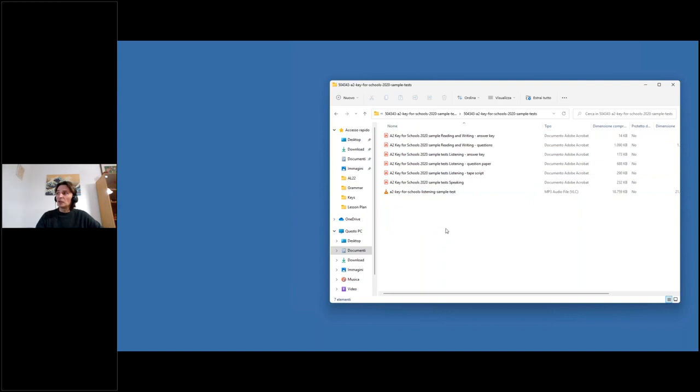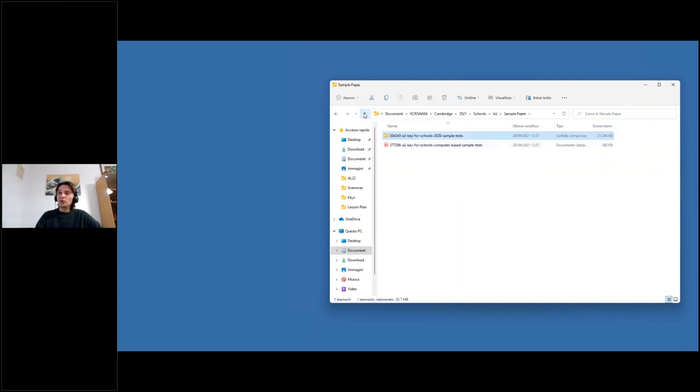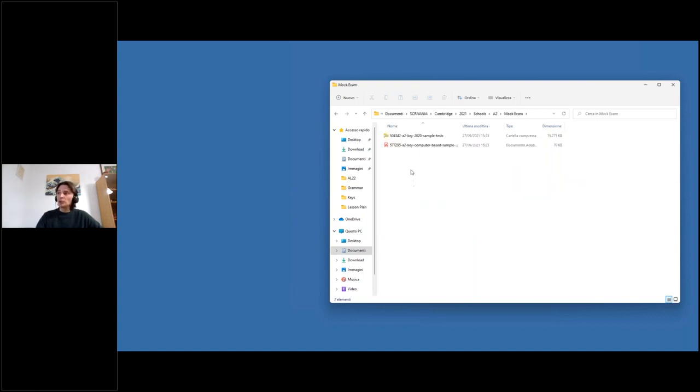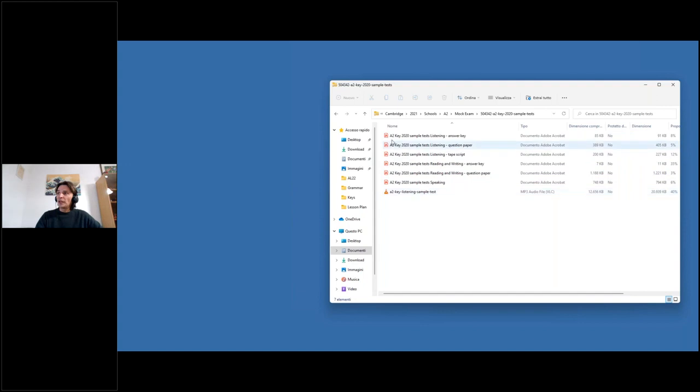So for your practice, remember I told you there was a reading and writing exam, there was a listening exam, and a speaking exam. Okay, but remember I told you that for today, for our practice exam, we were going to use the mock exam folder. So this folder right here, the mock exam folder. Okay, so if I open the mock exam folder, I find the sample test that we are going to do tonight.